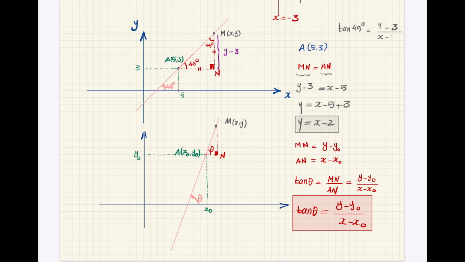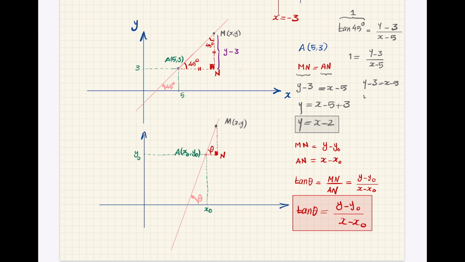5. And I don't know if you have your calculators available. If you don't trust me, you can calculate this number, but if you trust me, I can tell you that this number is 1. You can test it with your calculator, and then it becomes 1 equals y minus 3 over x minus 5. But now tell me, this fraction is supposed to be equal to 1. What can I conclude? That they're equal to each other. Yes, so y minus 3 should be equal to x minus 5.